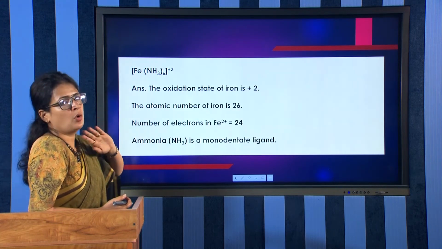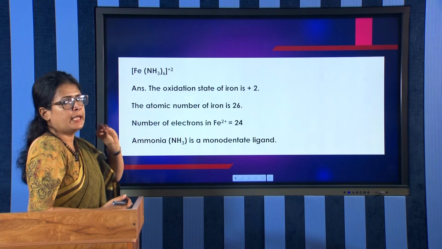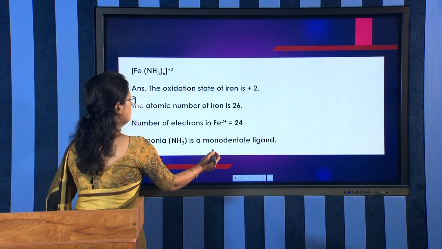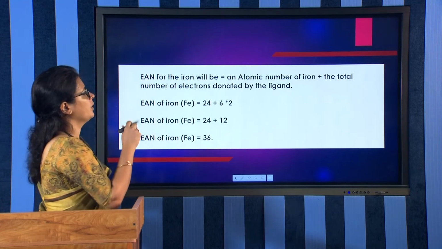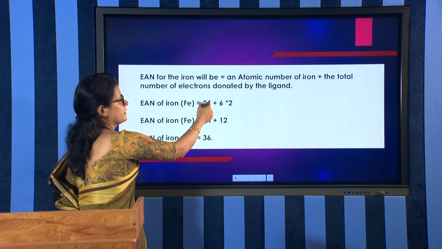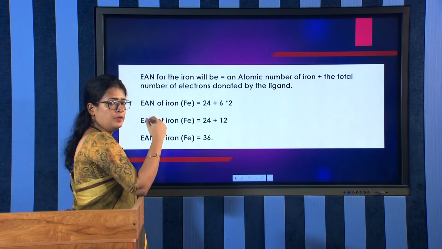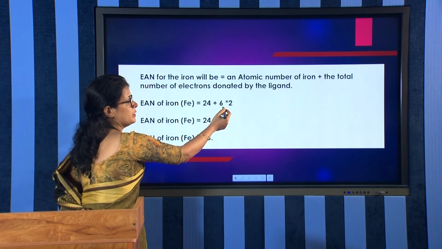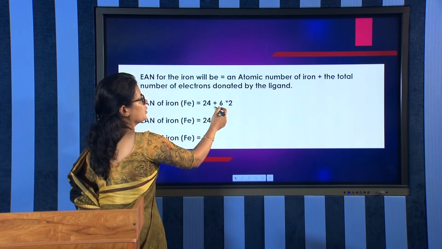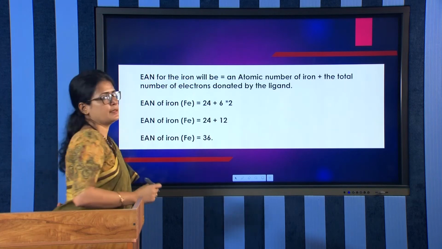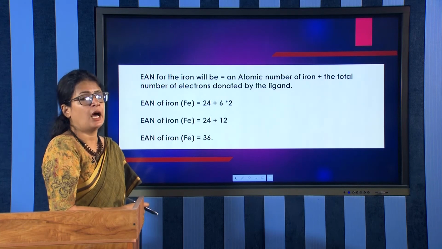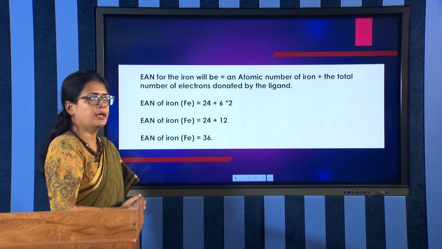6 ammonia molecules. The ammonia ligand is a monodentate ligand and will be donating 2 electrons. So how can we calculate the EAN? You can sum this up. From Fe2+ it is 24, since Fe is 26. 24 plus 6 into 2, because 6 ammonia molecules are there, so 12. 24 plus 12 is 36. 36 is the atomic number of krypton; argon is 18.